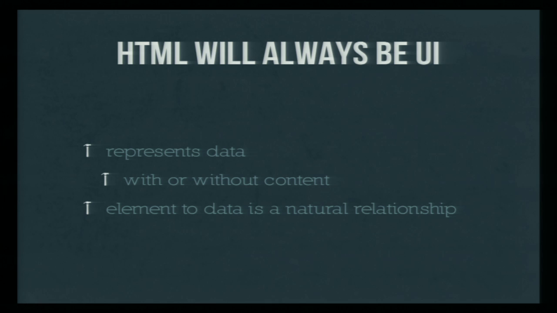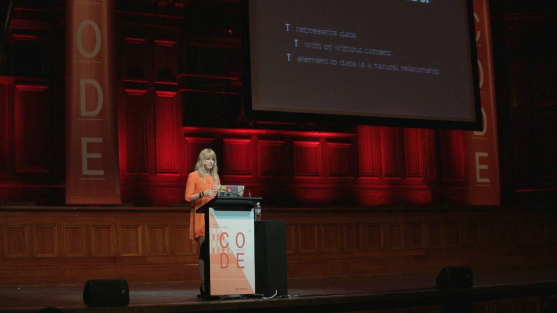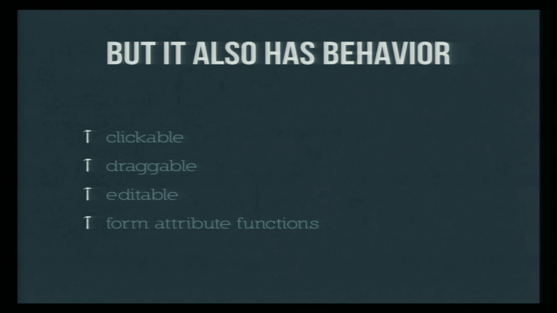So the HTML is always going to be part of the user interface layer. It represents data whether or not it contains content, and you have sort of a natural one-to-one relationship between an element and a piece of data. But there's also behavior associated with that. Like you can click on it and make things happen. You can drag it around the screen. You can edit it. And if it's part of a form, then you have a whole host of enhancements.